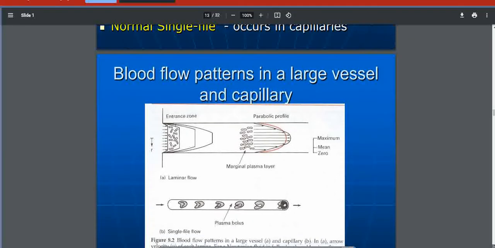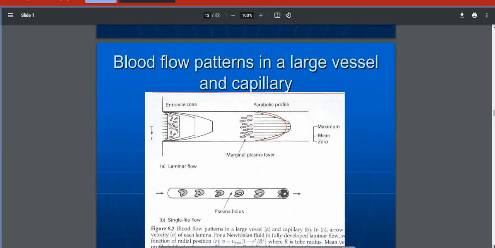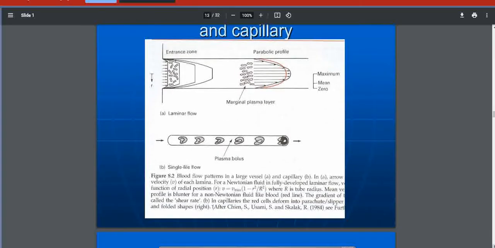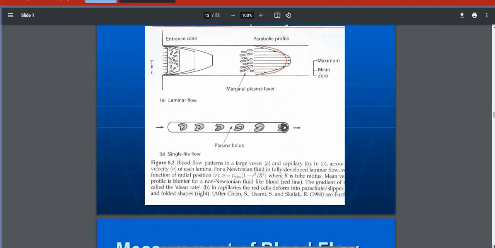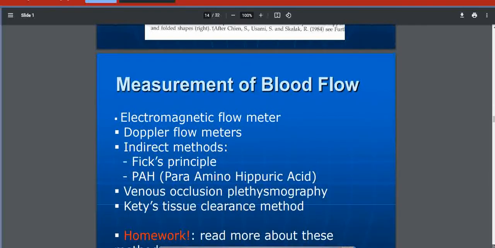So the first, A, is laminar flow. You see there is an entrance zone, then a parabolic profile. Then we have the single file flow which occurs in the capillaries, that is the plasma bolus. So you see the other one.